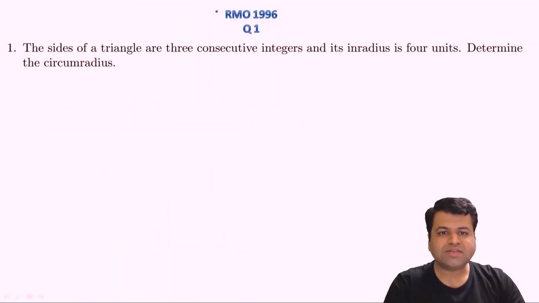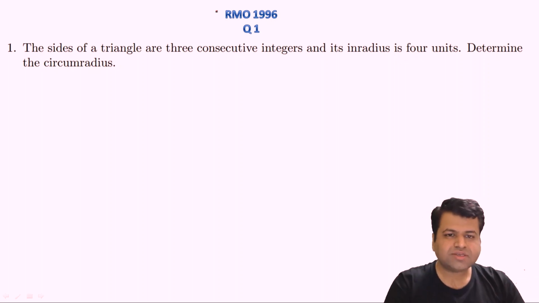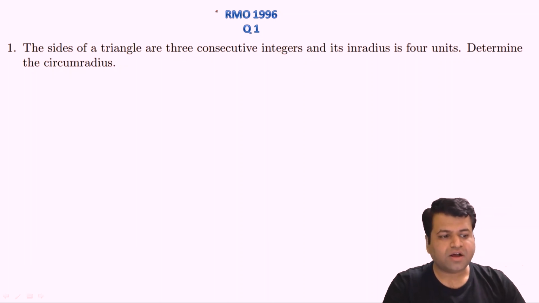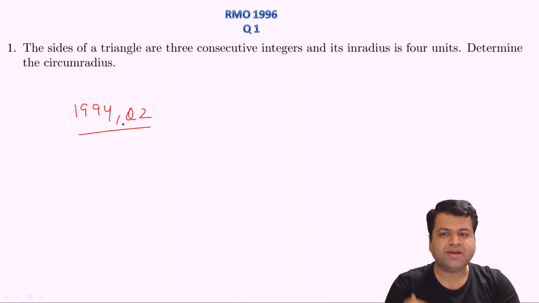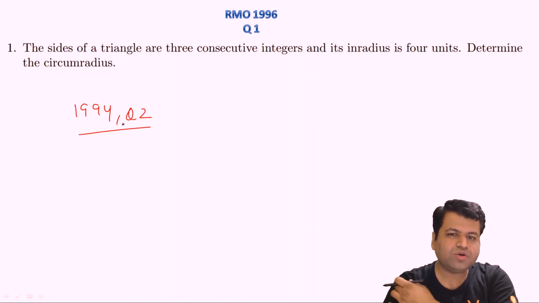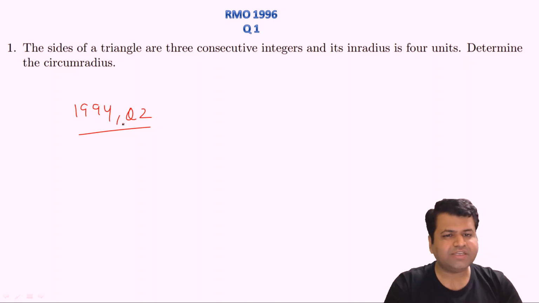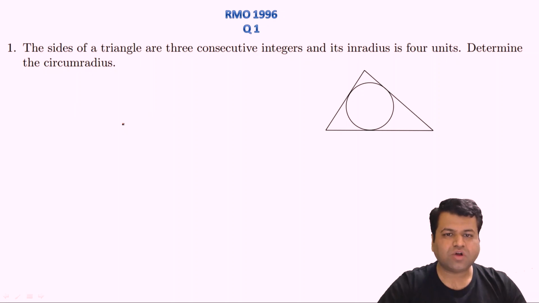So let's start this session. Okay, so the first question is from geometry, and in fact, this question is very similar to question number 2 of year 1994. If you see the year 1994, question 2, both these questions are the same, right? In that particular question we need to find the sides, and in this question they have asked for the circumradius, right? So let's solve this question.